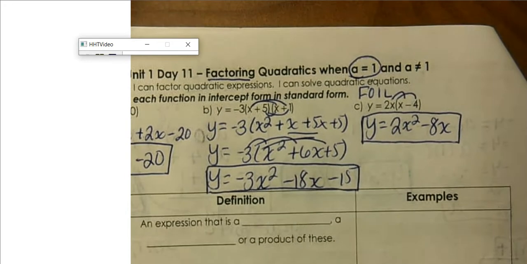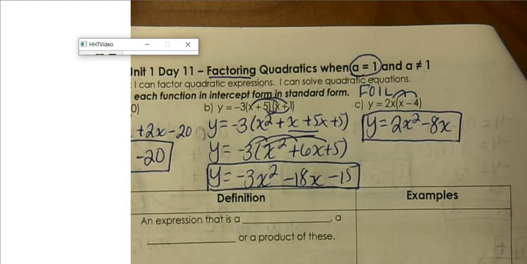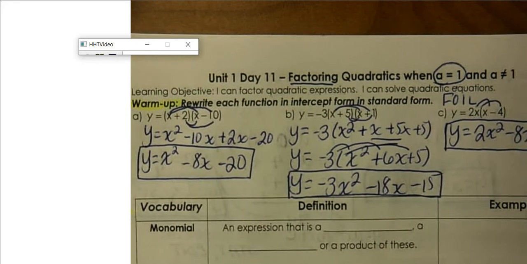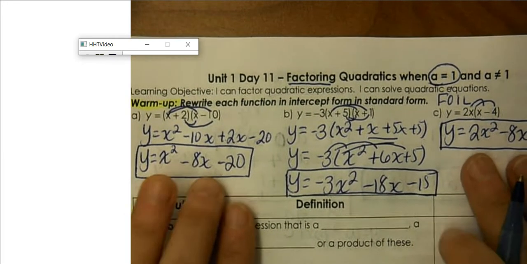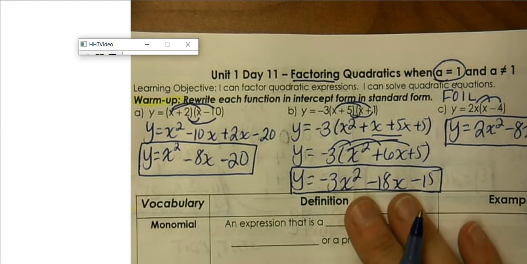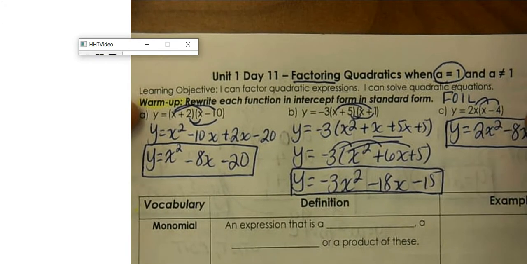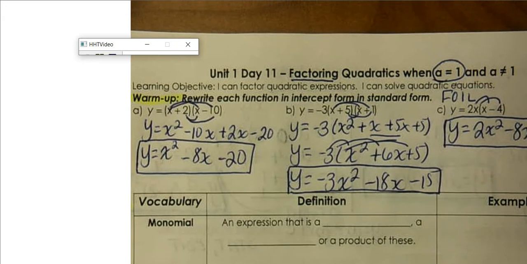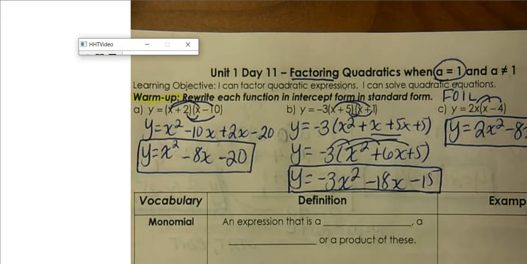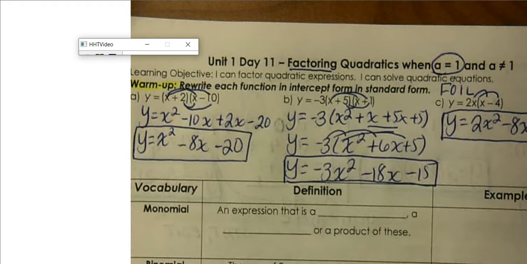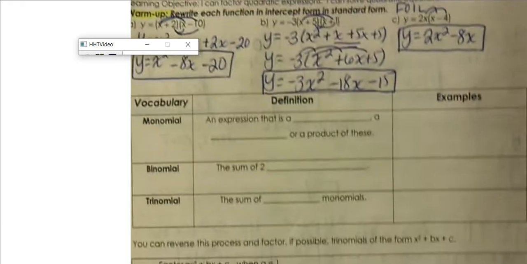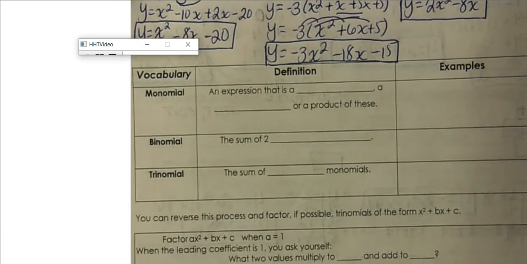Each one of these problems is the foundation for what we're going to be doing in the next few lessons. What we're going to be doing this time around is I'm going to be giving you this quadratic function or expression in standard form and asking you to rewrite it in intercept form. And that process is called factoring. So before we get going, I want to make sure that I review some pre-algebra and Algebra 1 vocabulary words.